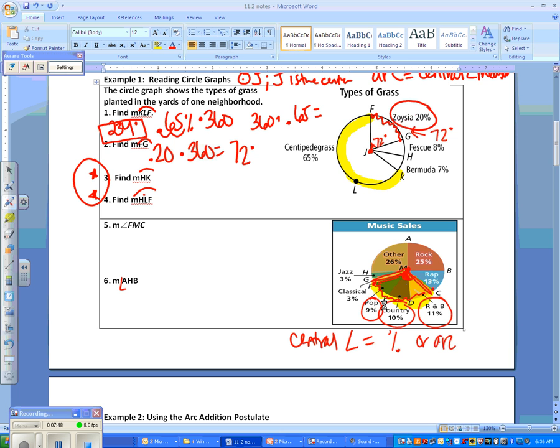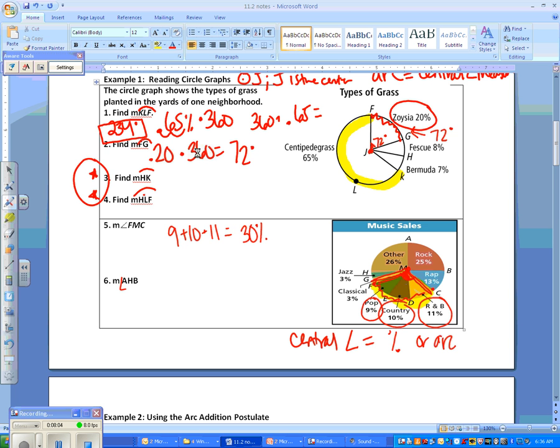So we have 9%, 10%, 11%. All we have to do is add those up, 9 plus 10 plus 11, and we get 30. Okay, so we have 30% of the entire circle.